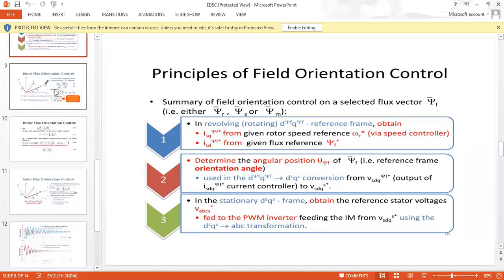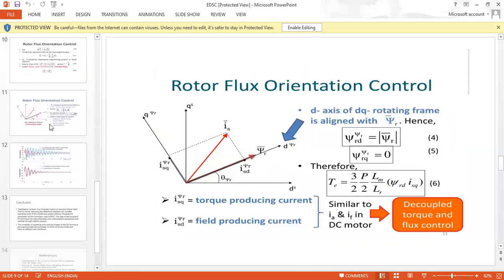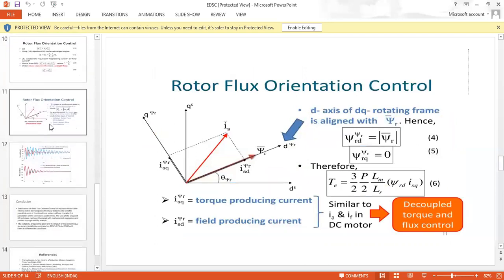Rotor flux orientation control is all about how the d-axis of the DQ rotating frame is aligned with phi r, hence phi r d is equal to the magnitude of phi r, where phi rq is equal to 0. Here the torque producing current and field producing current are distinguished as ISQ and ISD respectively, similar to IA and IF in a DC motor, giving decoupled torque and flux control.